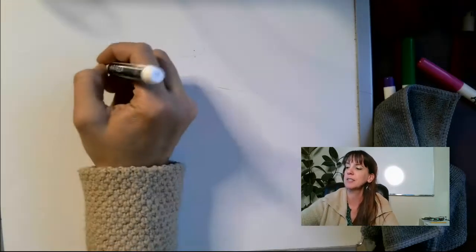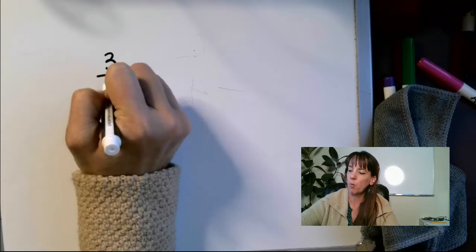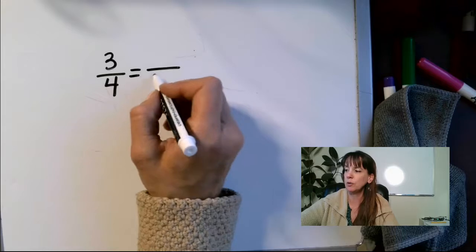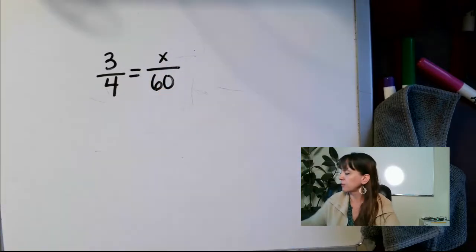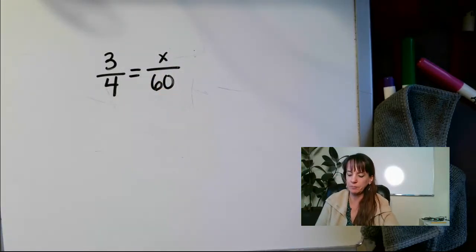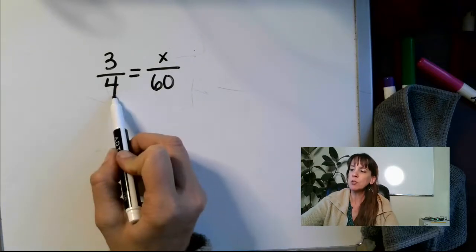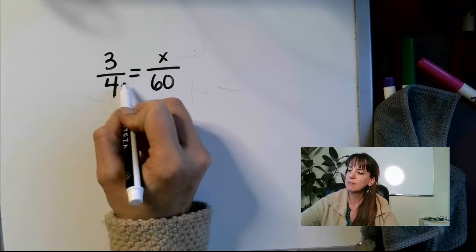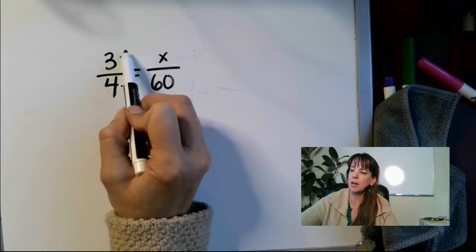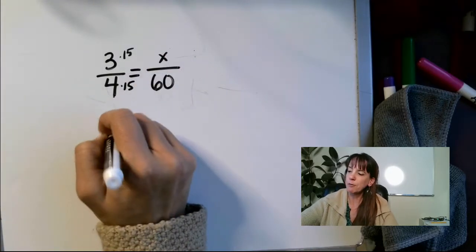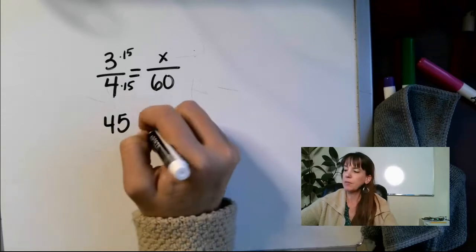Practice problem A. 3/4 of the 60 pumpkins were ripe. 3 out of 4 of the 60 pumpkins equals, and so that means 60 was the total, that is X, right? So if we've got this, so 4, what do I need to multiply 4 by to get 60? 15. If I do it on the bottom, I have to do it on the top. If I do that, I get 45 over here. So 45 of the pumpkins were ripe.